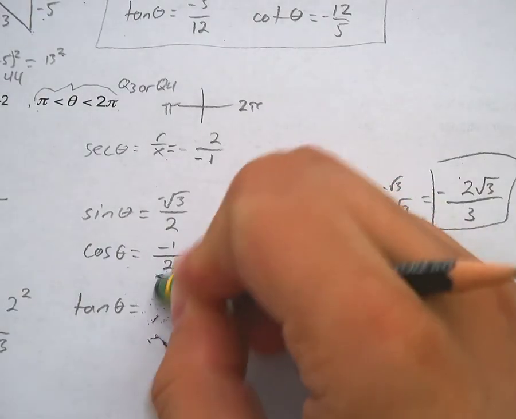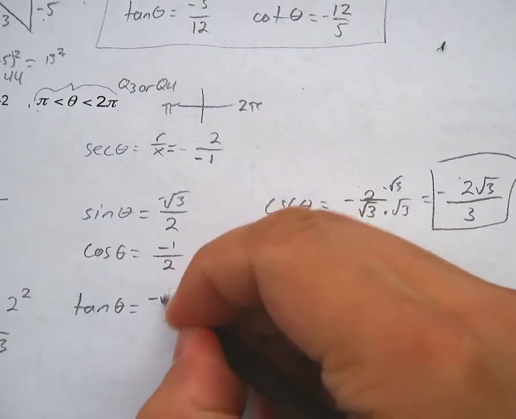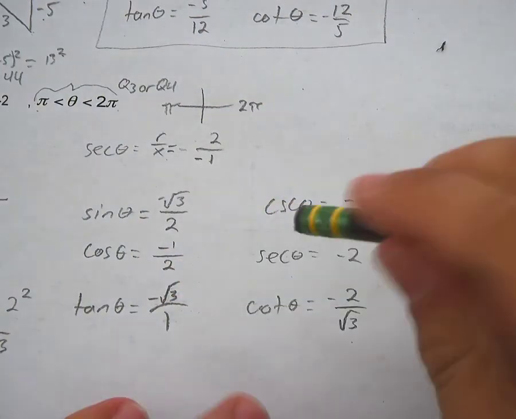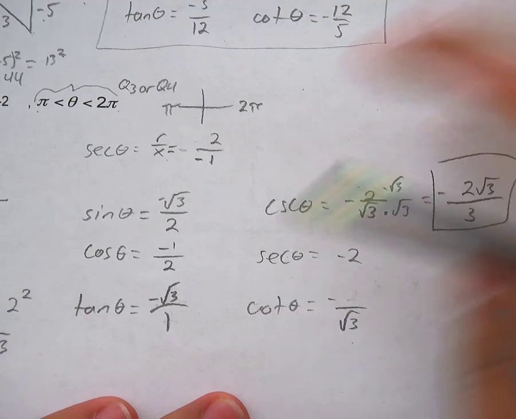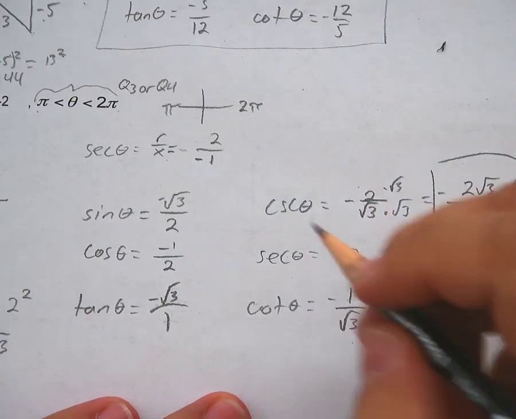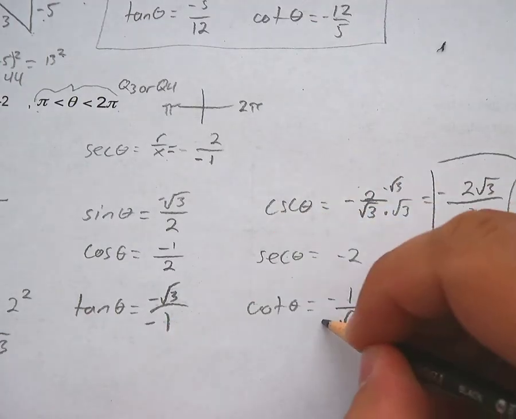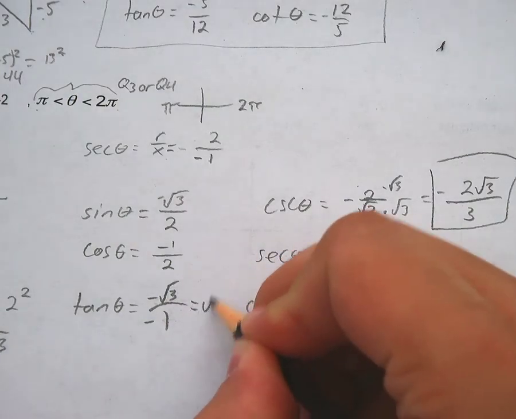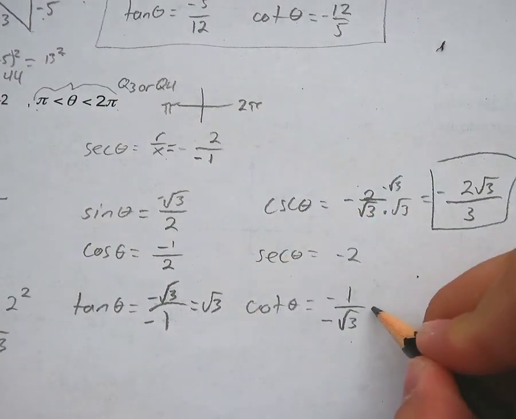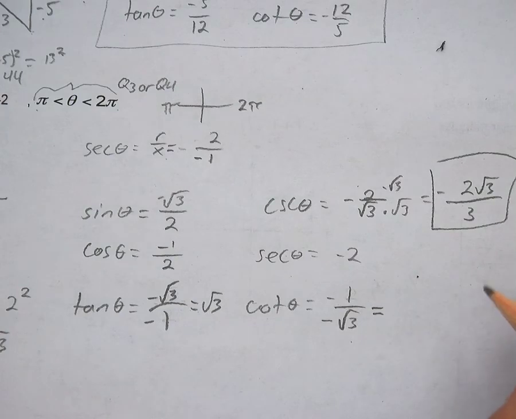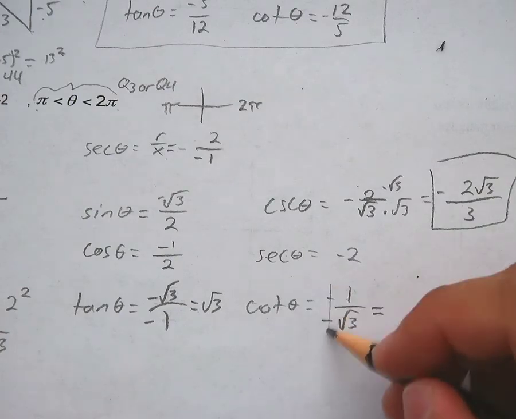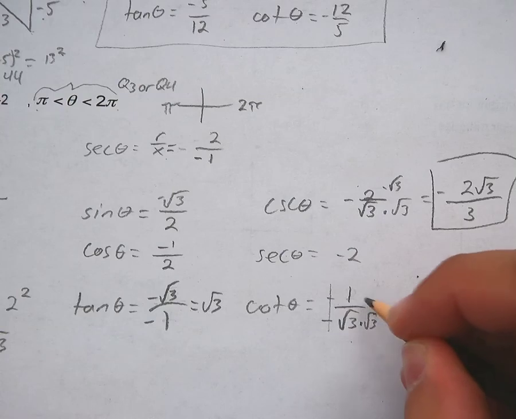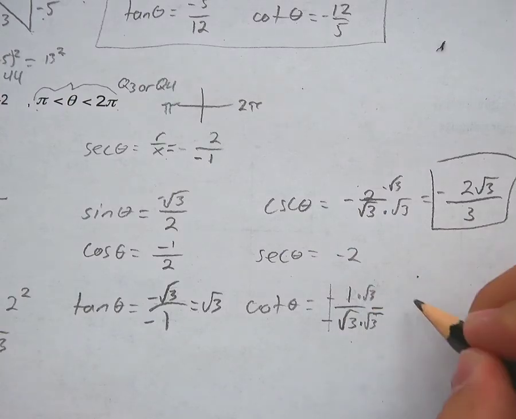Tangent's y over x. What am I doing? It's the negative square root of 3 over 1. That makes this 1. Negative 1 over negative square root of 3. Good grief. That makes this a positive square root of 3 here. Knew something was funky there. These will go to positive, multiply by the square root of 3, multiply by the square root of 3, and you get square root of 3 over 3.